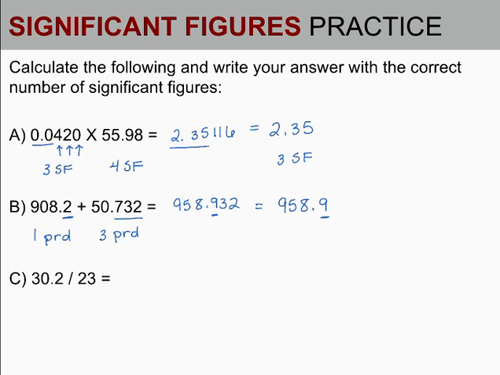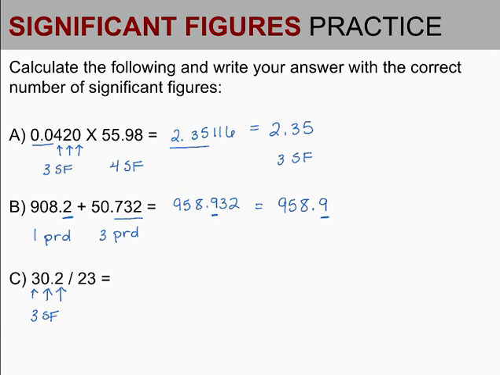And then in C, we're dividing two values. So we're dividing 30.2 by 23. Because we're dividing these two values, we're going to look at the number of significant figures. In our first value, we have a 3, a 0, and a 2. And that 0 is a buried 0, so it is significant. So we have 3 sig figs.